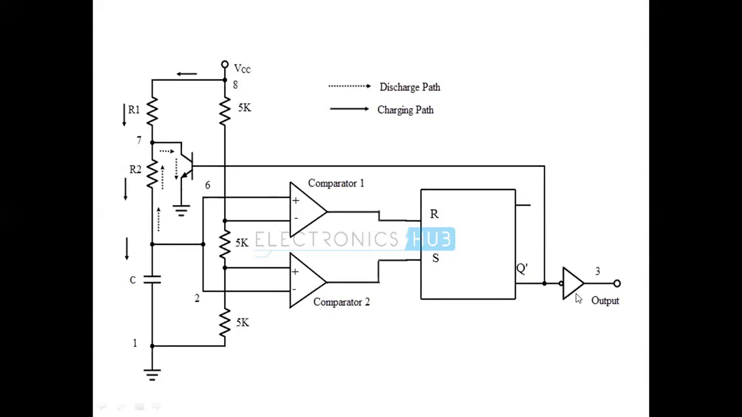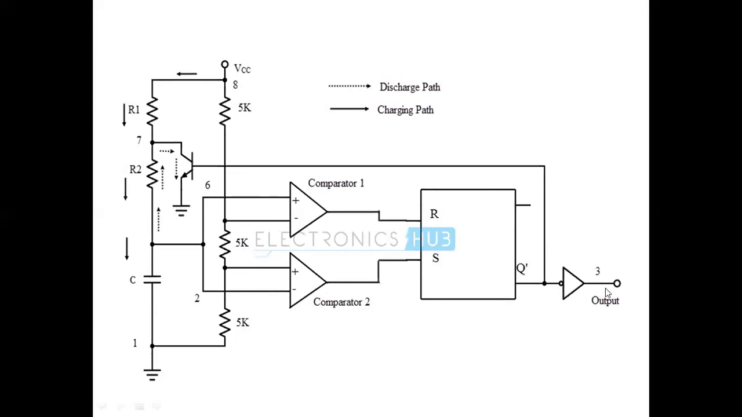And that is connected to the inverter. If it is 0, the output of the 555 timer is logic 1. So whenever the capacitor discharges, the comparator output will be high and it sets the flip-flop, the output of the flip-flop is 1 and its complement is 0, and obviously the inverter output will be high.